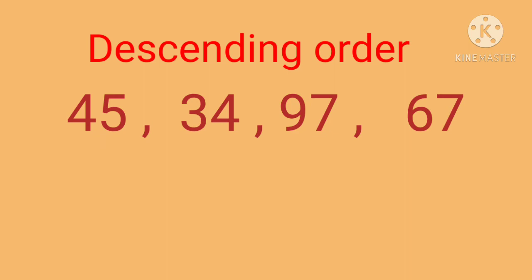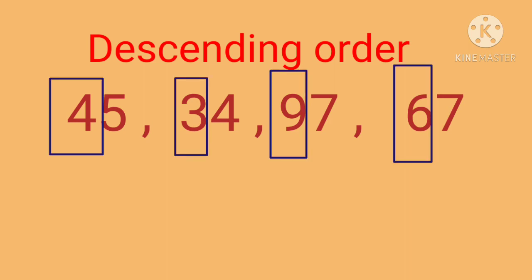First, we have to find out which is the biggest number. For that, we have to compare the tens digit because all the numbers are two-digit numbers. The tens digits are 4, 3, 9, 6. Which is the biggest? Yes, 9. So we can say that 97 is the biggest number.